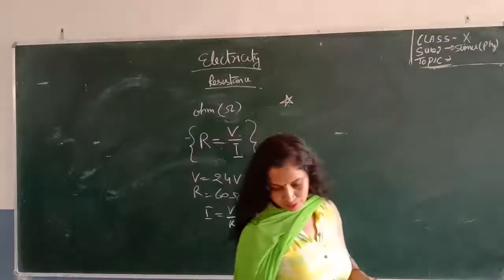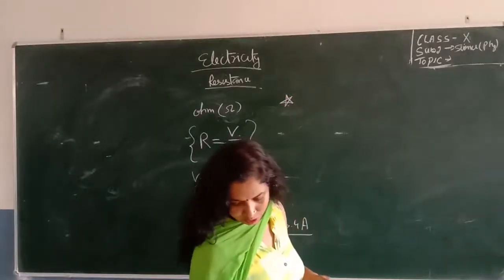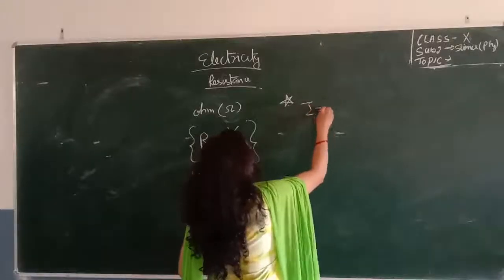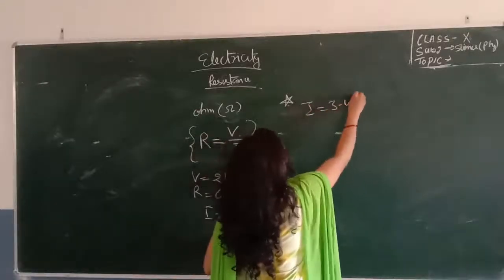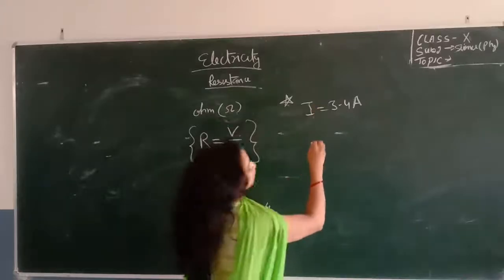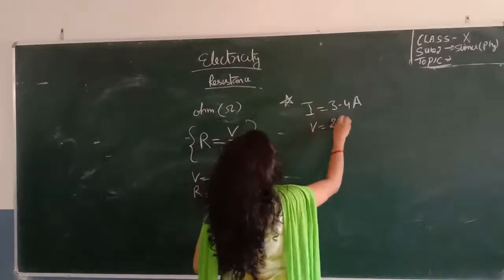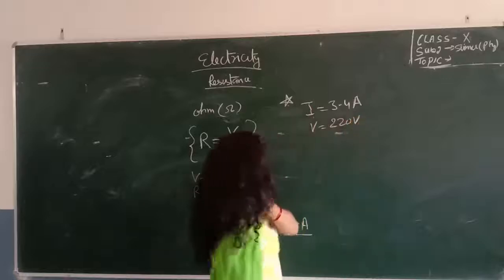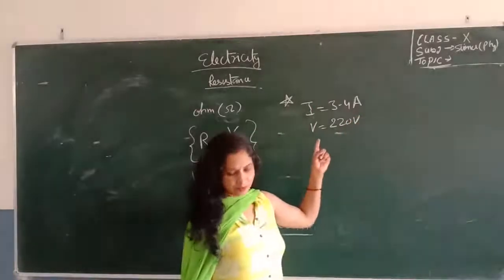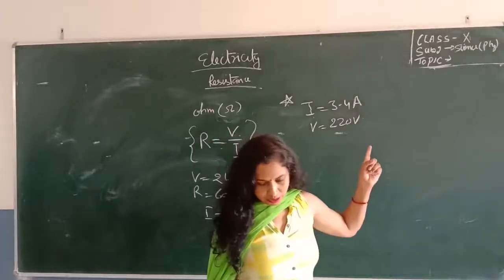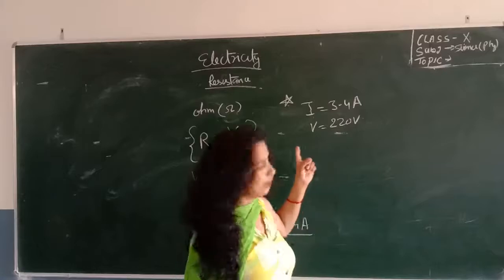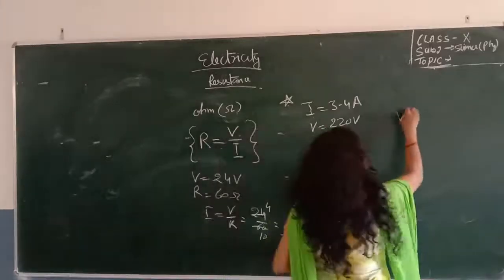An interesting question. An electric iron draws a current of 3.4 ampere from a 220 volt supply. Current is how much? It is 3.4 ampere. And what is the value of potential difference? It is 220 volt. So here you know the value of current flowing through the circuit and the value of the potential difference. What current will the electric iron draw when connected to a 110 volt supply?